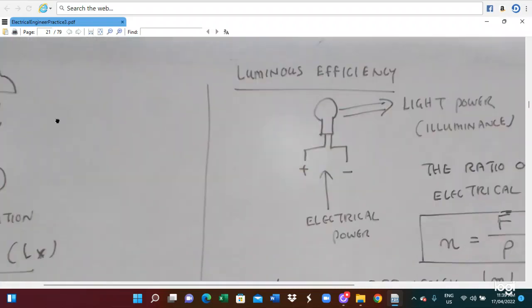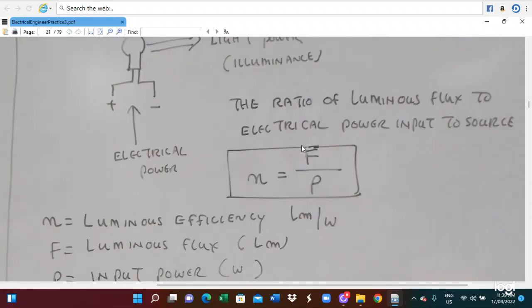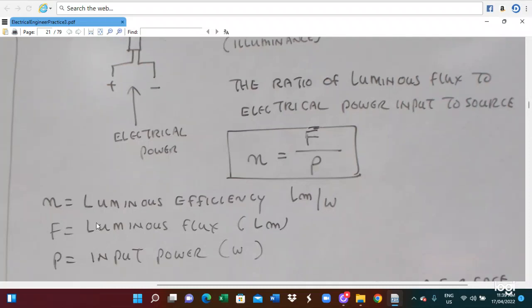So this is the luminous efficiency calculation. When you connect the electric power, the lamp produces light power. This we call the luminance. The ratio of the luminous flux to the electrical power input is the efficiency, η, so η equals F by P. Here η is the luminous efficiency, F is the luminous flux in lumen, and P is the input power. So this is the ratio between how much luminous flux can be produced for the input power.